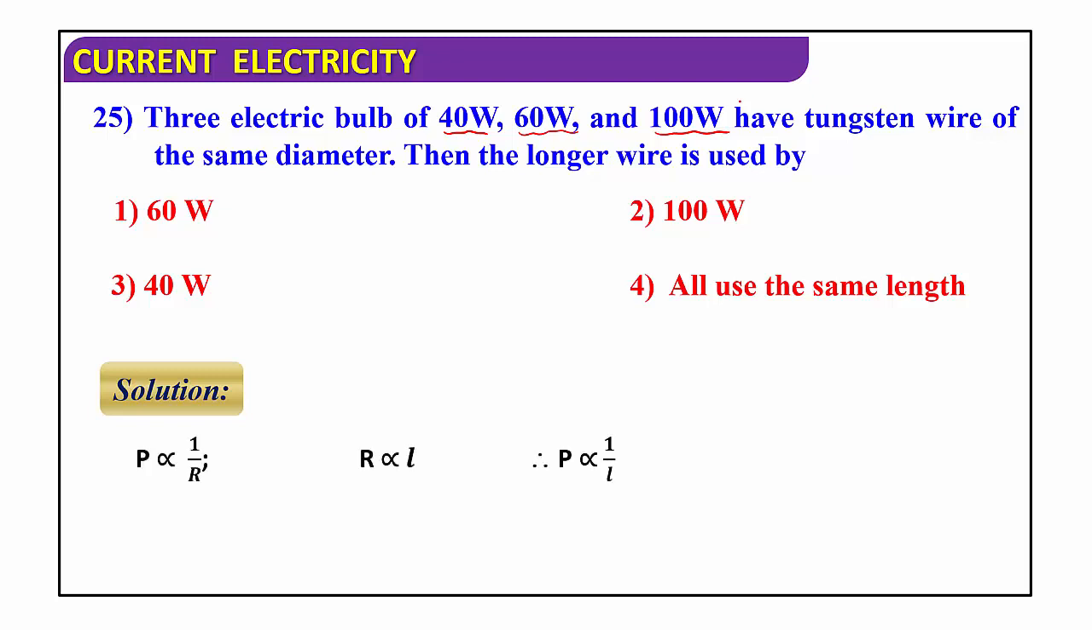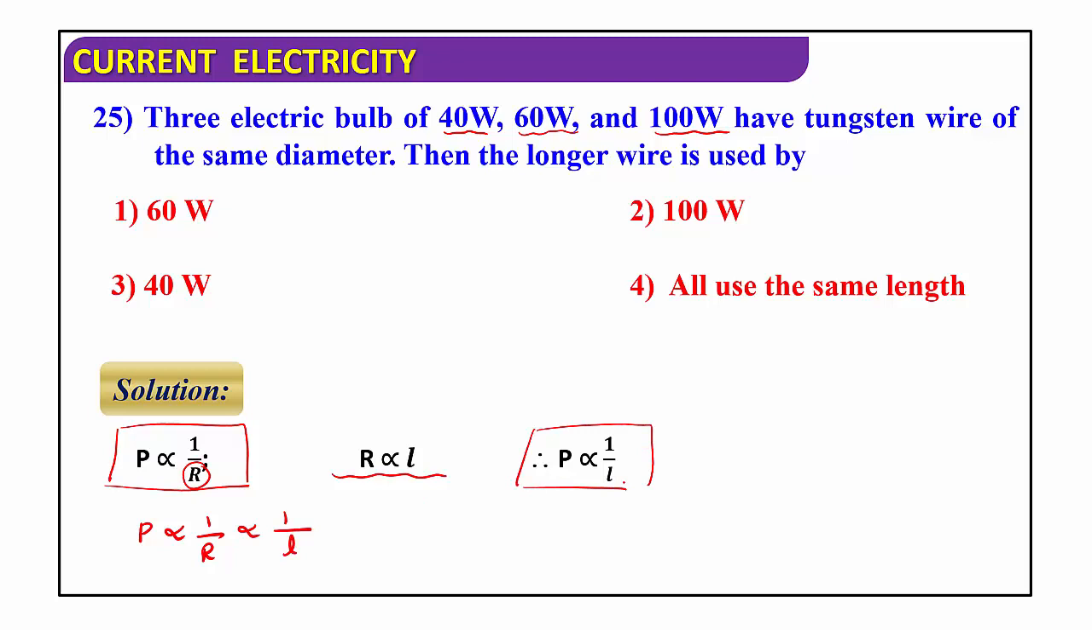So we already know this relation. What is the relation? Power is inversely proportional to R. This relation we already studied. Is it clear? So power is inversely proportional to resistance. But resistance is directly proportional to length. So this can be written as 1 divided by L. So we got this equation. Here the power is inversely proportional to length of the wire.